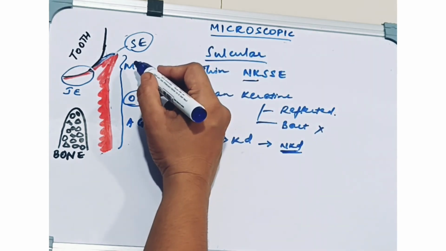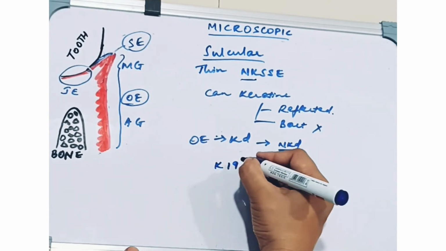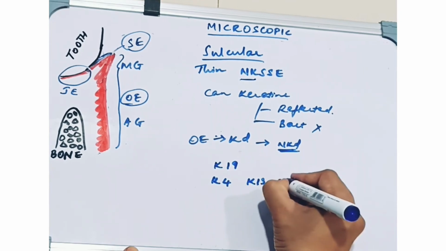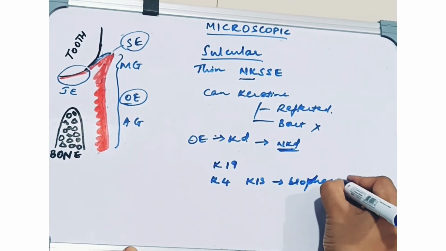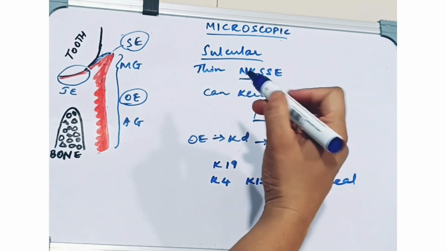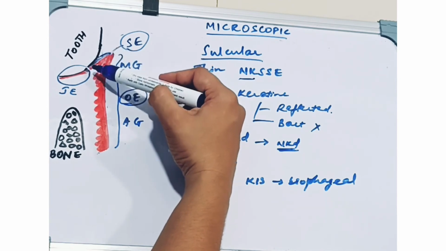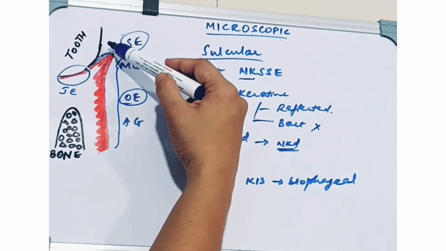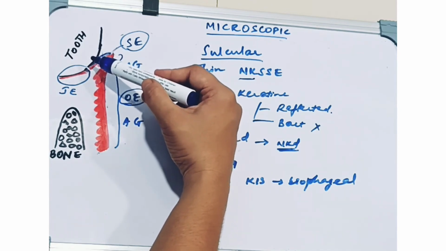Now this sulcular epithelium shows the presence of K19 and K4 and K13, which are the esophageal type of cytokeratins. Now this sulcular epithelium acts like a semi-permeable membrane. So the injurious bacterial products pass through the gingiva and into the tissue fluid. It does not show the presence of any neutrophils.